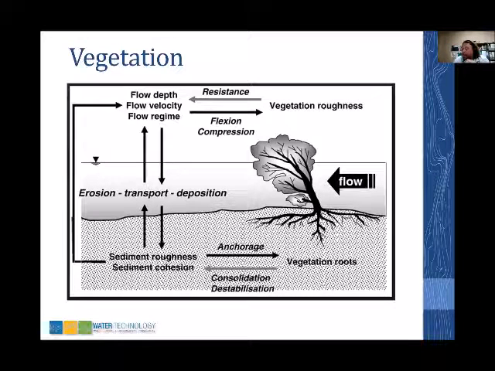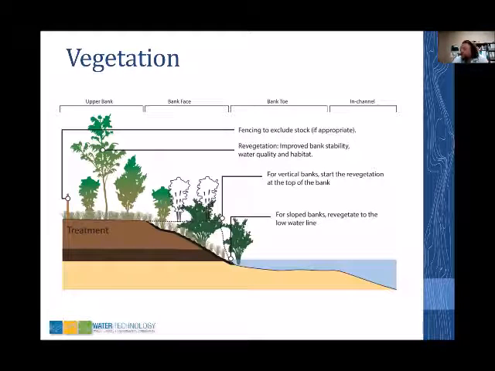And this sort of demonstrates what we were talking about before in terms of where to target vegetation on a stream system. And so it's important that we get that vegetation covered across the lower bank profile where you get the more common flow events and where that erosion is more likely to occur.